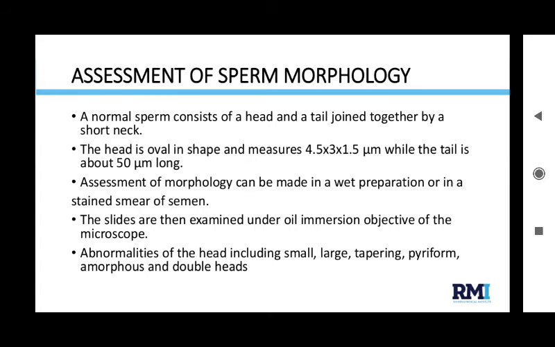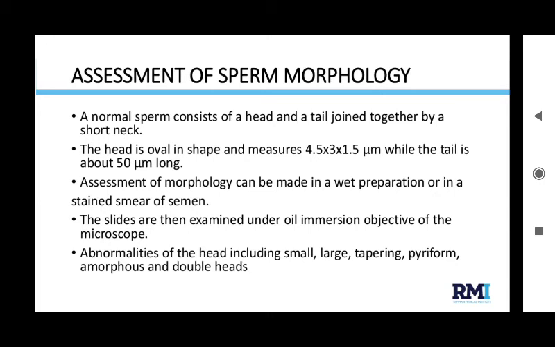Assessment of sperm morphology also. A normal sperm consists of a head and a tail joined together by a short neck. The head is oval in shape and measures 4.5 by 3 by 1.5 micron, while the tail is about 50 micron long. Assessment of morphology can be made in a wet preparation or in a stained smear of semen. The slides are then examined under oil immersion objective of the microscope.